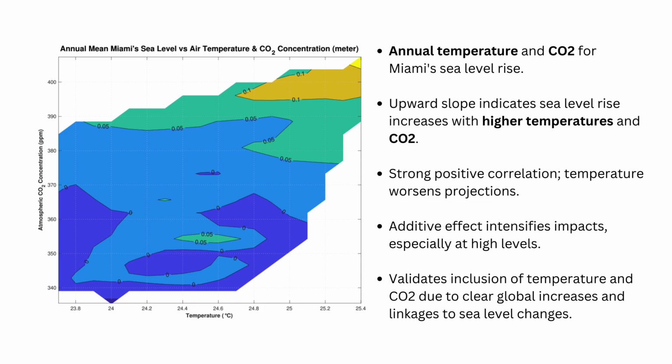The positive correlation between temperature and sea level rise is strong, even with minor temperature increases. Similarly, CO2 levels positively correlate with sea level rise, and the combined effect of temperature and CO2 intensifies the impact at high levels. The steep slope on the temperature axis underscores the sensitivity of projections to small temperature changes. The non-linear shape of the contour reflects the complex interactions captured by the neural network model.